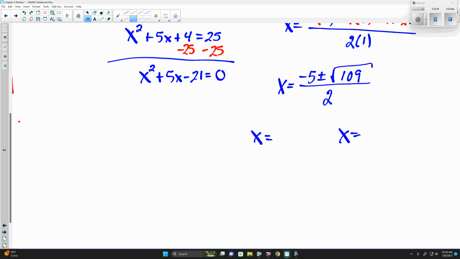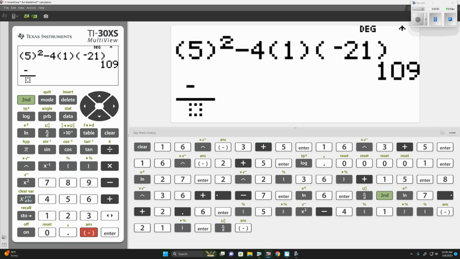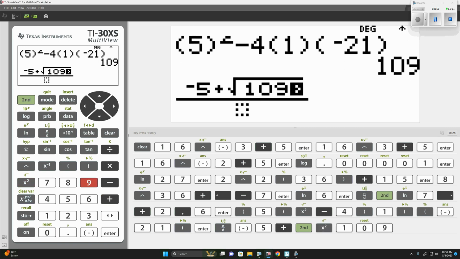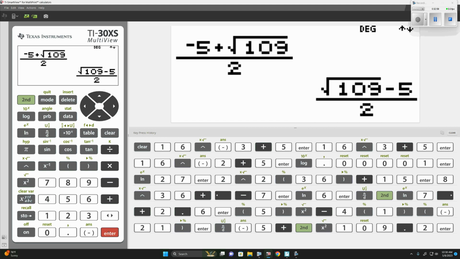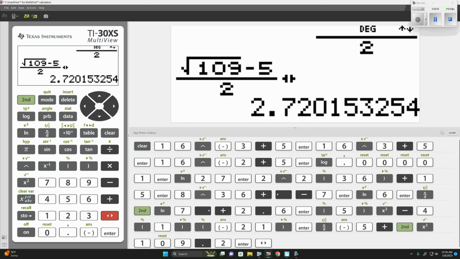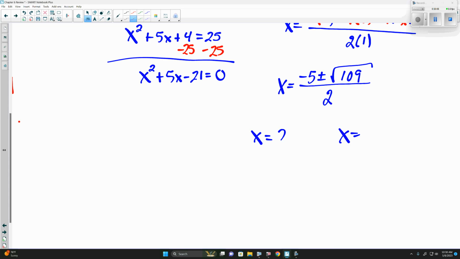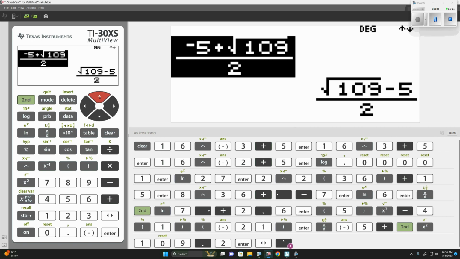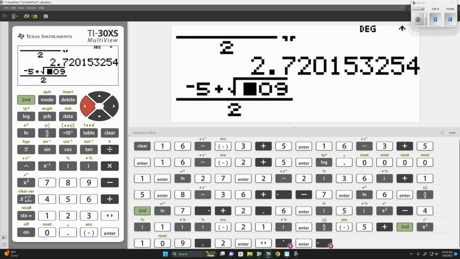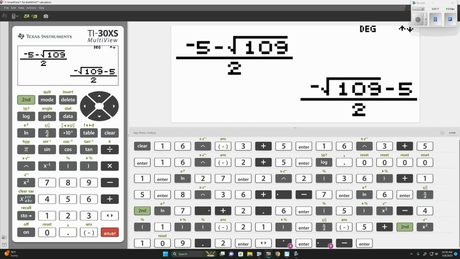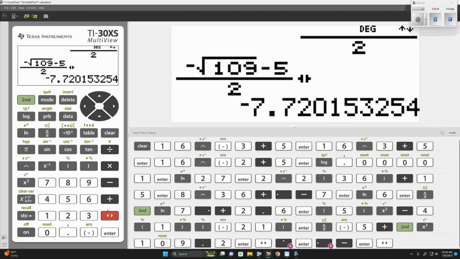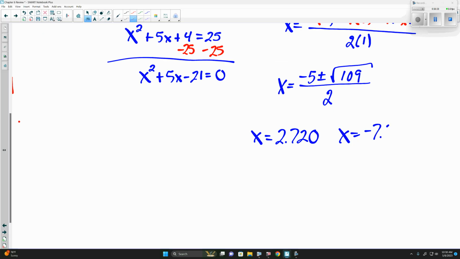Now we have two answers. Negative 5 plus the square root of 109 over 2 is this, or approximately 2.720. And we can do the same thing, but this time the radical will have a minus in front of it, which tells us that it's negative 7.720. If we plug it back in and check it, the positive one will work, the negative will not.